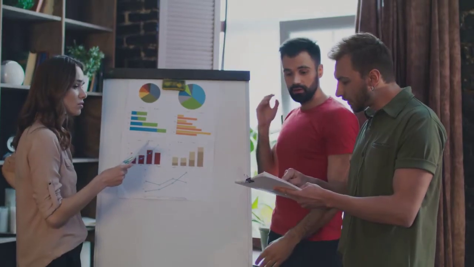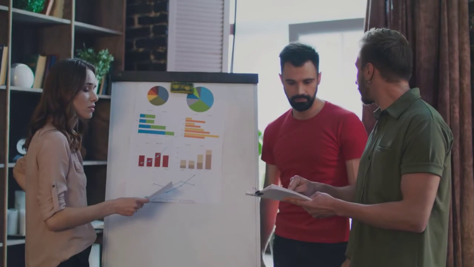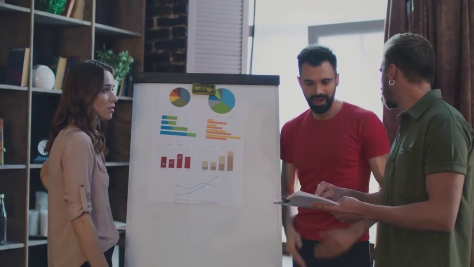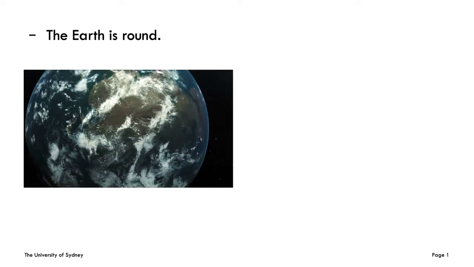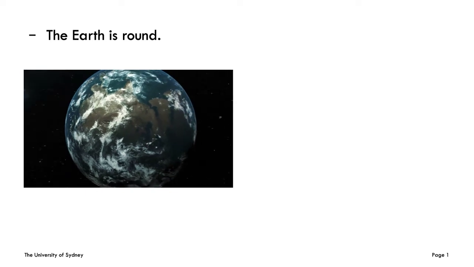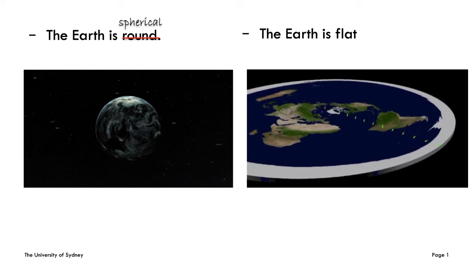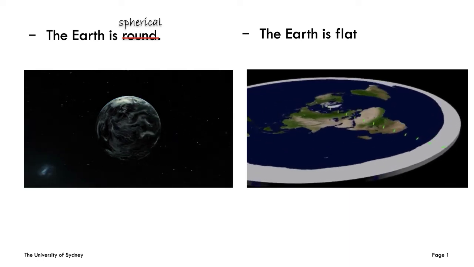Some people think being objective is to hear both sides of an issue. Let's take a fairly uncontroversial one. The Earth is round. Actually, let's be more precise. The Earth is spherical. The other side of the issue, as some would still have it, is the Earth is flat. Should we consider these two claims equally?